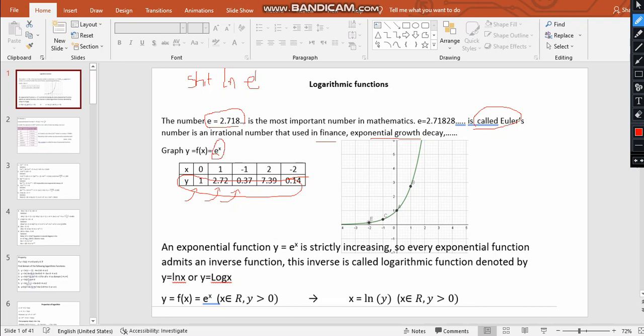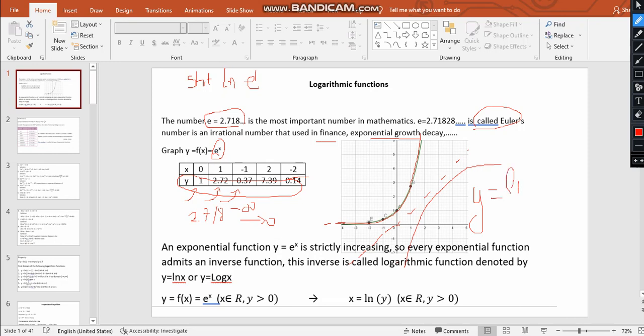Here, if you take the limit as x tends to minus infinity, this will be 0. So here y equals 0 is a horizontal asymptote. If you graph it, this is the exponential. Since this function is strictly increasing, it admits an inverse function with respect to y equals x. This inverse function is called the logarithm, ln x. So this is y equals ln x.